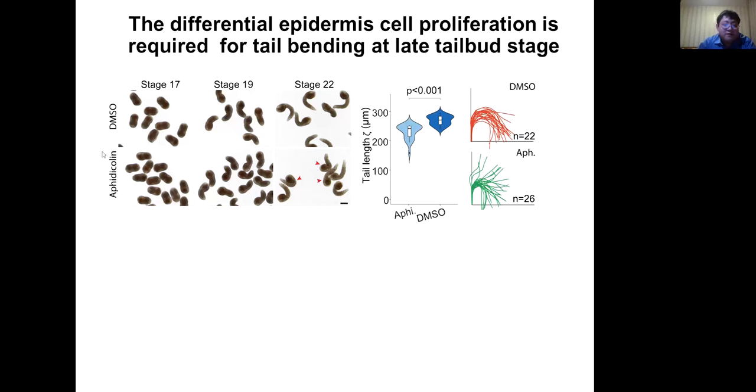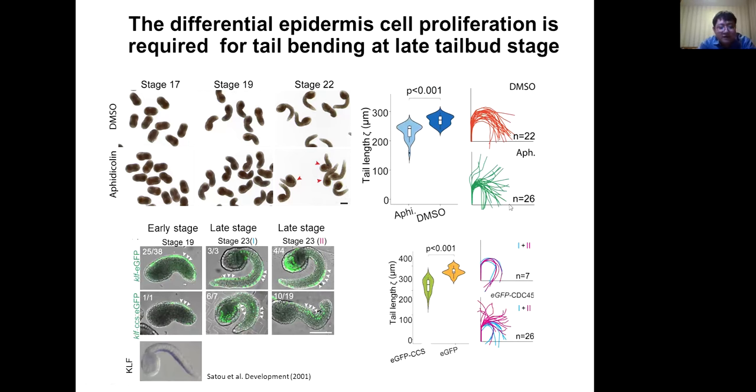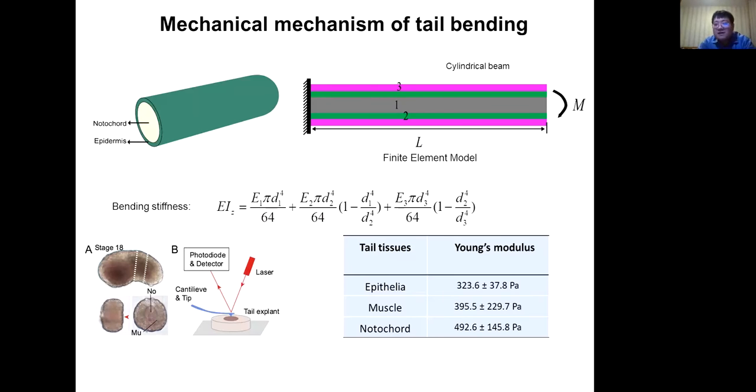The first one is the inhibitor alpha decoy. When this inhibitor treats the embryo, we found that the embryo tail bending angle is changed. We also specifically overexpressed a cell cycle factor in the dorsal epidermis, and we found that if we only disrupt the cell division in dorsal, we can force the Ciona tail to bend towards the opposite side. So those results prove the contribution of the differential cell proliferation of epidermis.